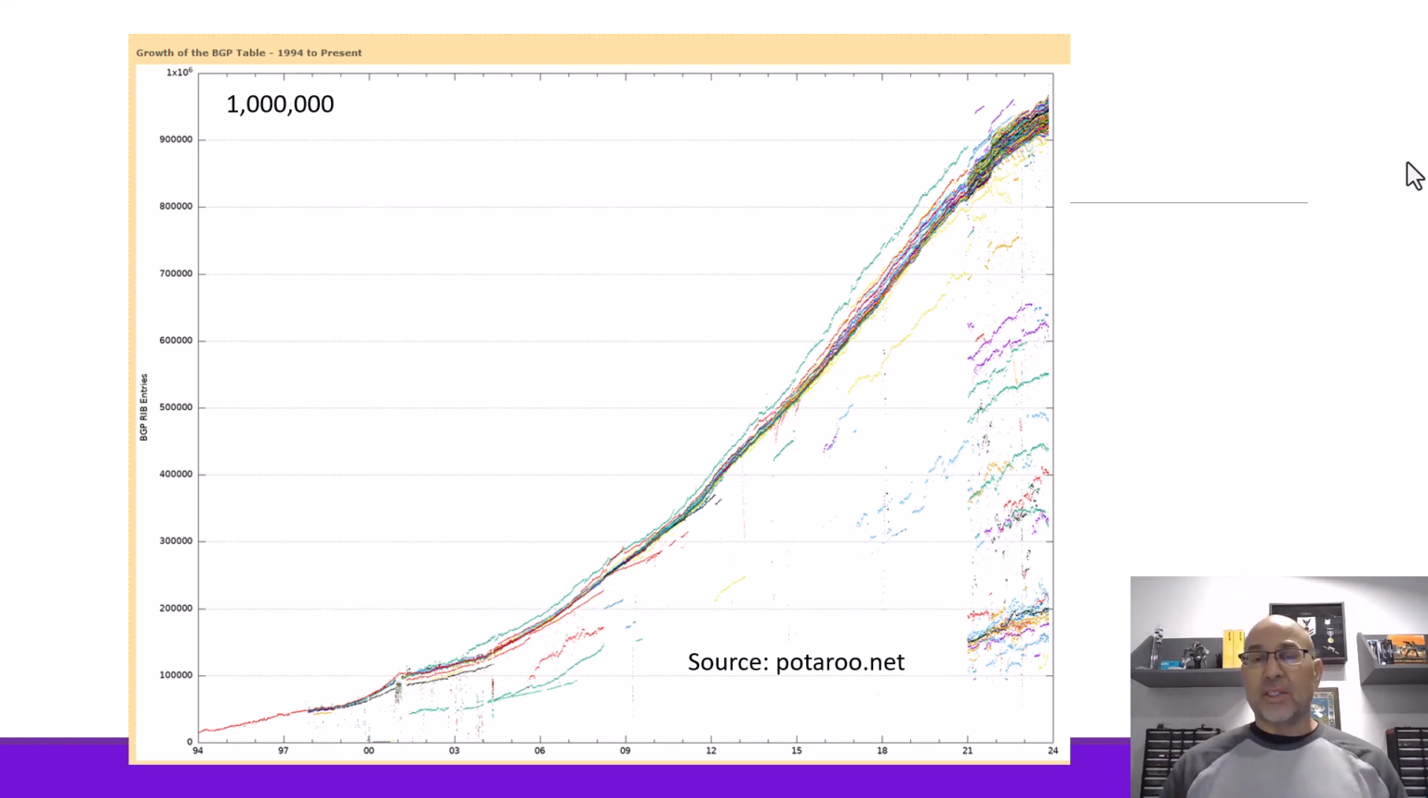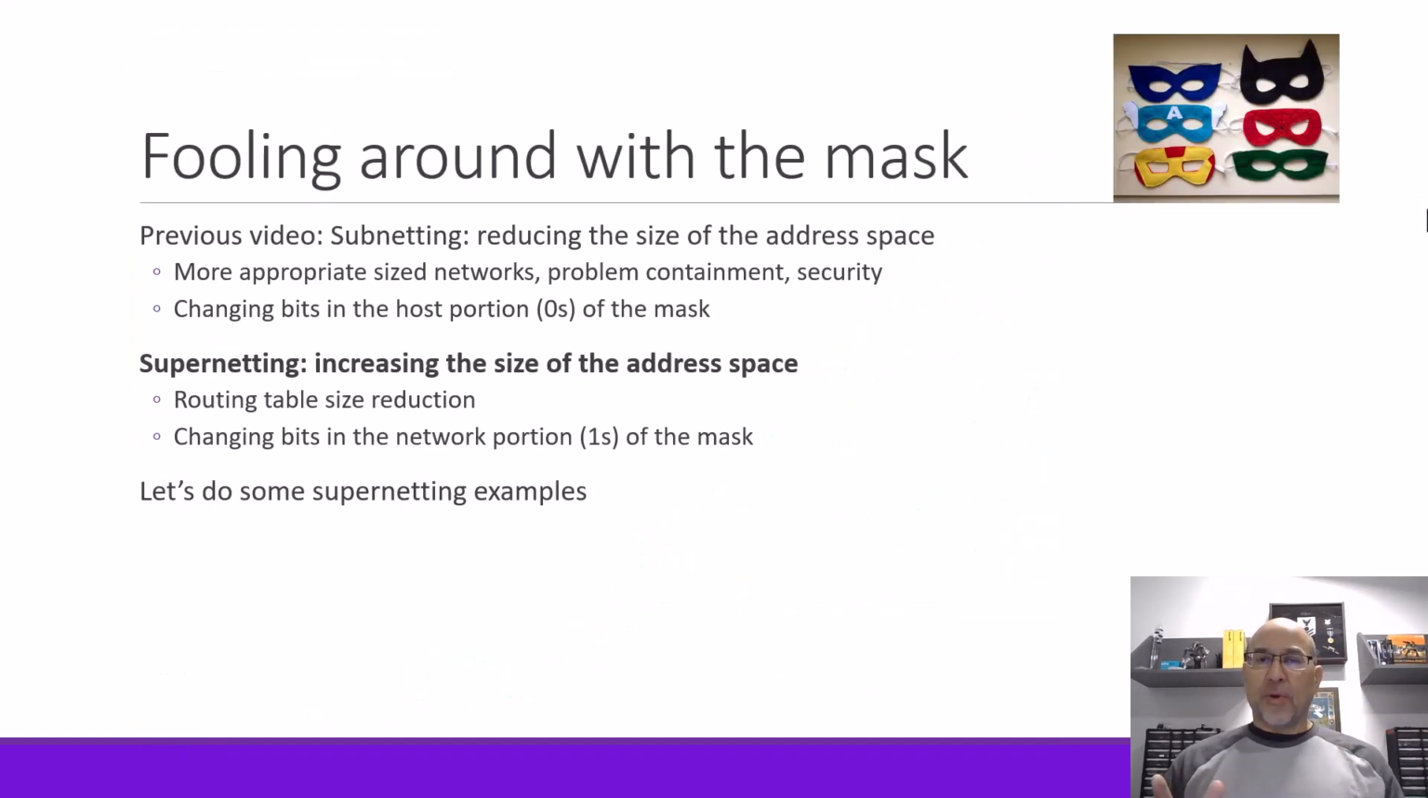What this also means is that if you got a router that's processing millions of packets per second, it has to sort through, potentially, 1 million entries. It's not exactly how it works, but the more entries you have, the slower this gets. And so again, what we want to do is figure out a way to collapse the number of entries that we have. So, fooling around with the mask.